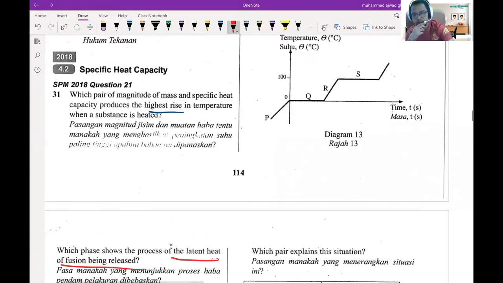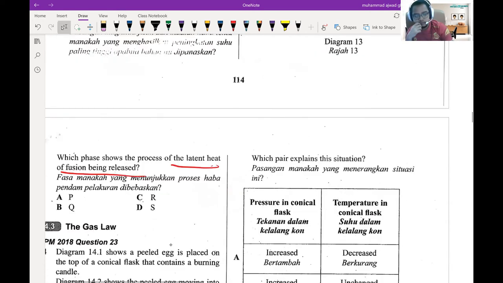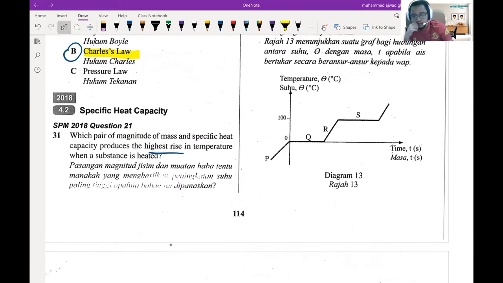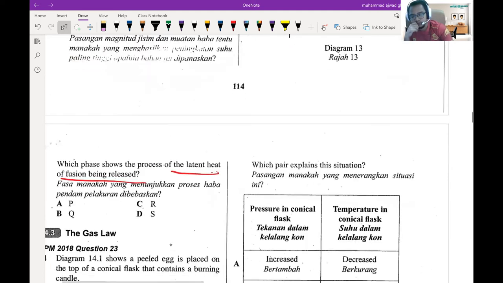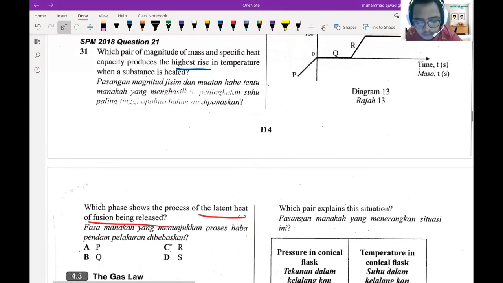Soalan salah ni. Mana boleh being released? Latent heat fusion being released. Mana boleh release? Ini heating curve. Heating curve semua absorb. Okay, kita tukar balik soalan dia. Latent heat of fusion being absorbed.